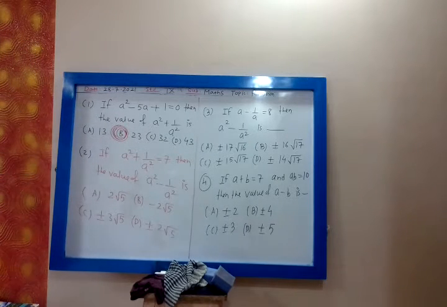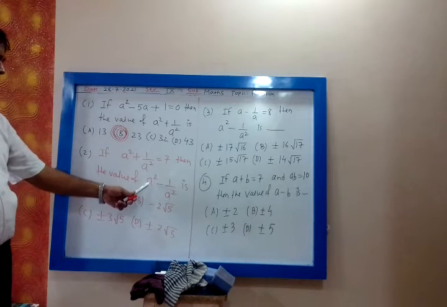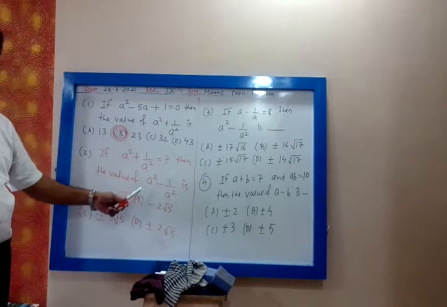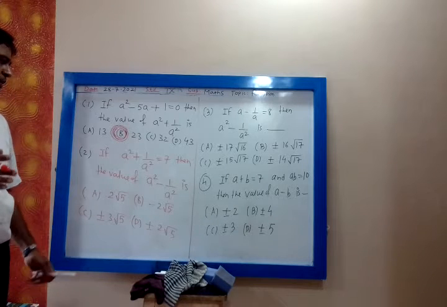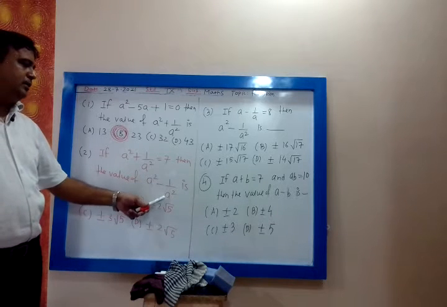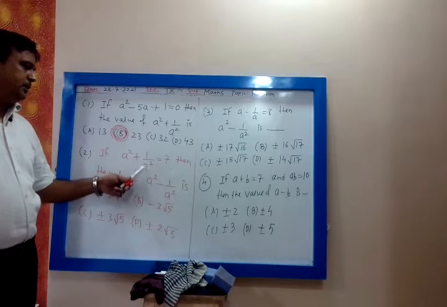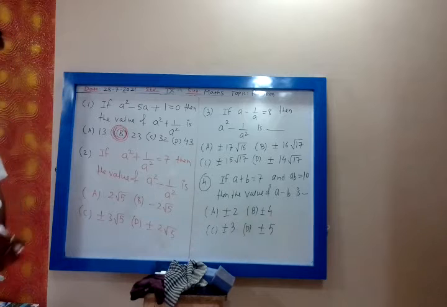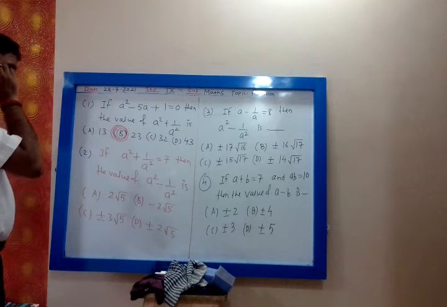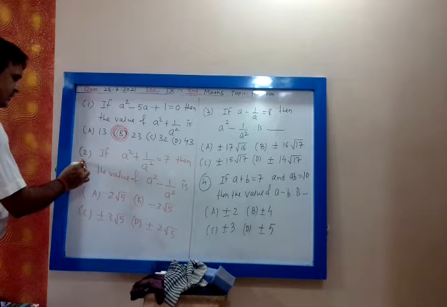Do this one. So first, for a square minus 1 upon a square, you will use the formula a plus 1 upon a into a minus 1 upon a. So you have to find a plus 1 upon a and a minus 1 upon a. So a square plus 1 upon a square, you will consider a plus 1 upon a whole square. That will come plus minus 3.